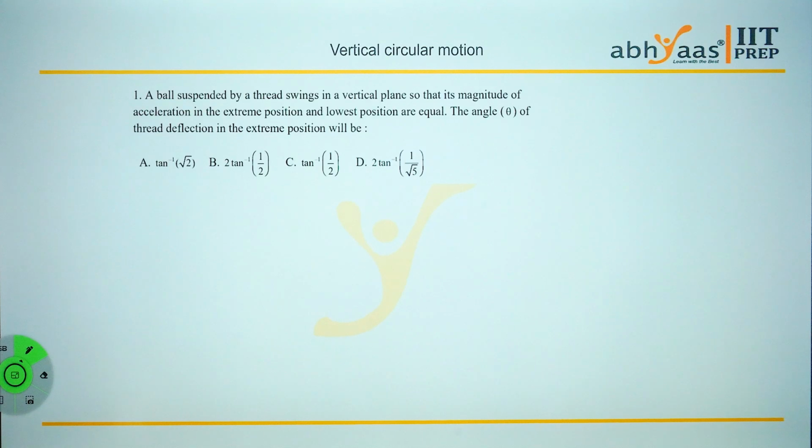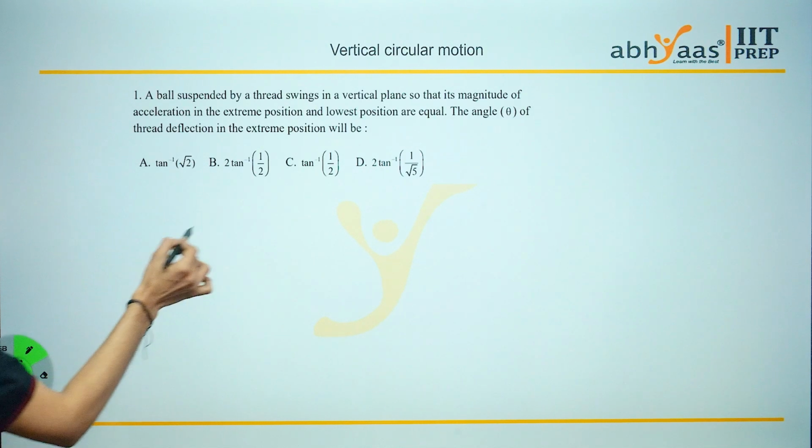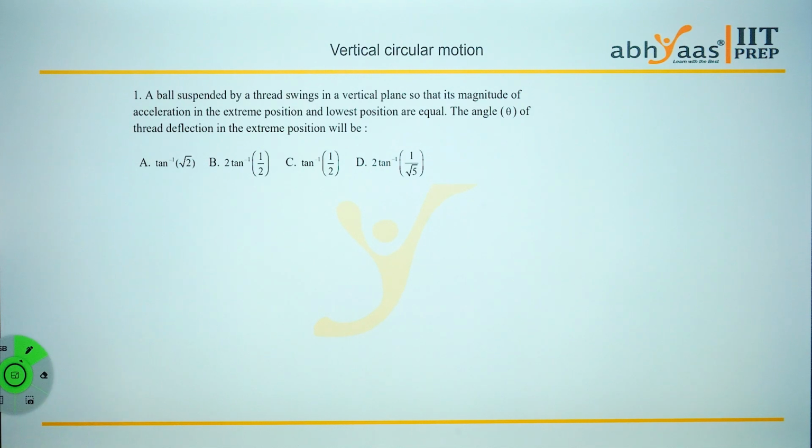Here we are going for this. A ball is suspended by a thread string in a vertical plane so that the magnitude of the acceleration in the extreme position and lowest position are equal. Here maximum acceleration is there. The angle theta of the deflection, so angle theta we need to calculate.